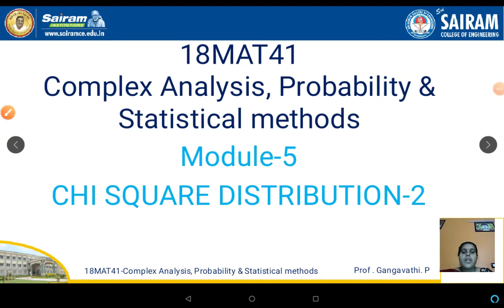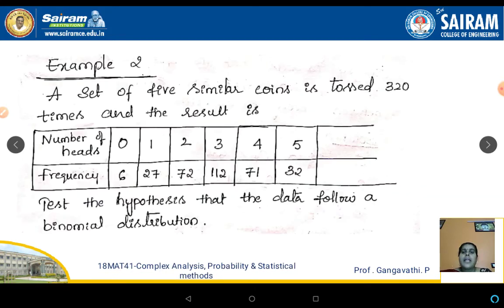Hello students, today in this session let us work out a few more problems on chi-square distribution. In the last session we discussed what the chi-square distribution is, its definition, and how the chi-square distribution table can be used while solving problems, and we worked out one problem also. So in this session let us work out a few more problems. Take example 2.